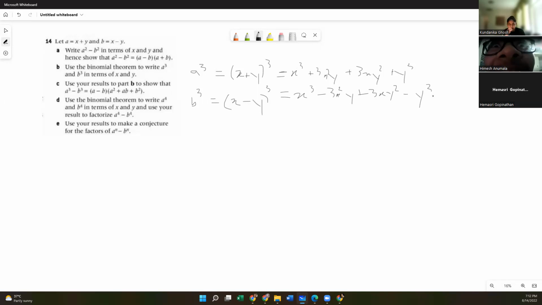Sorry, it's also minus 3xy squared, right? No, okay, so if you have a minus, what happens is you go positive, minus, positive, minus, and so on and so forth. So you're going to have plus x cubed, minus the second term, plus the third term, minus the fourth term. Okay. Good. Any questions? I understood it. Great.